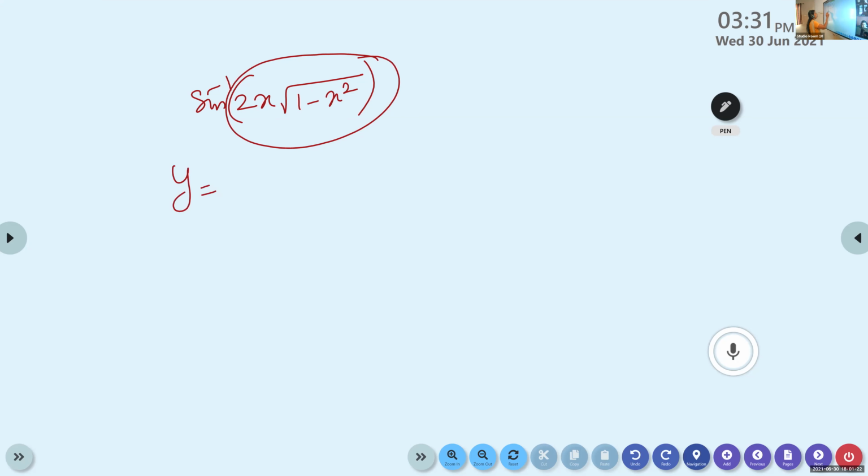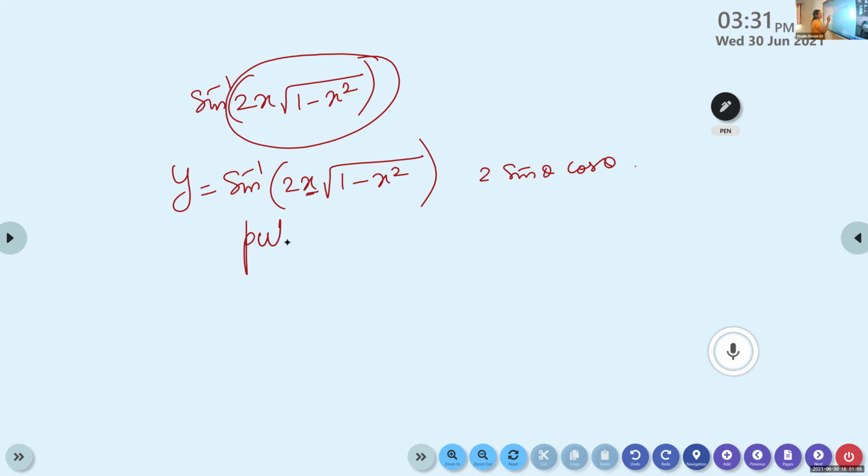So how can we do this? What is the formula? Can you guess the formula? For sine, what is the formula we have? Yes, 2 sine theta cos theta. But here we have x. So I'm going to make a substitution here. Put x is equal to sine theta.